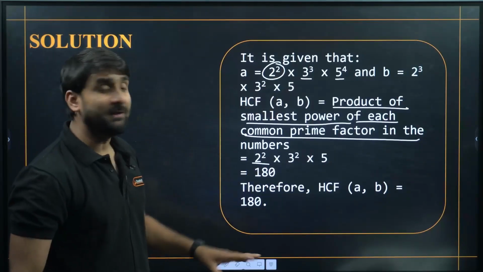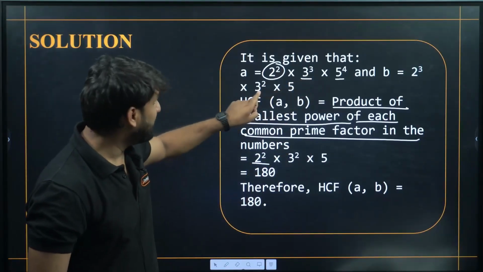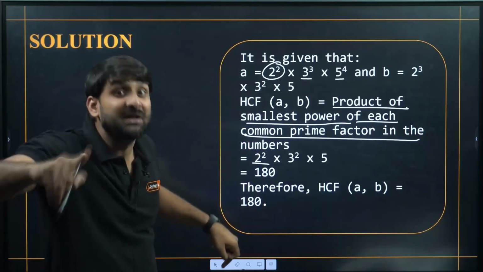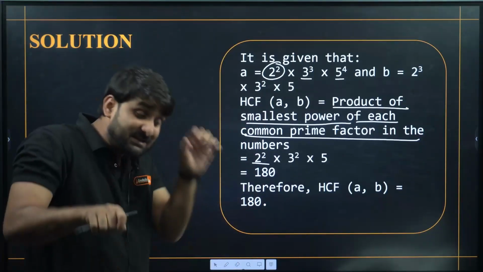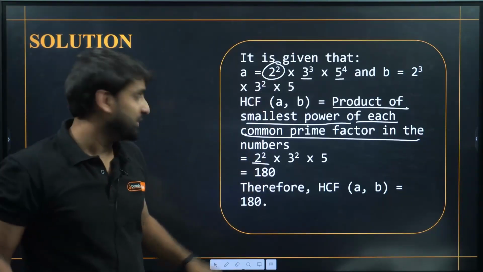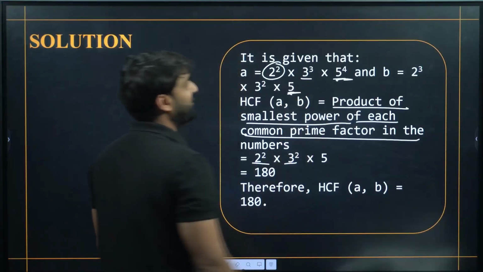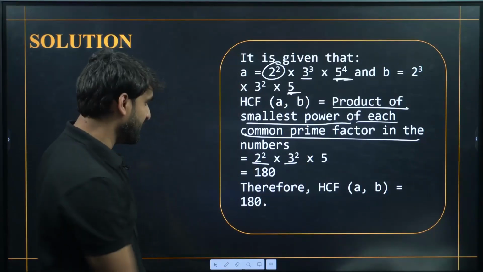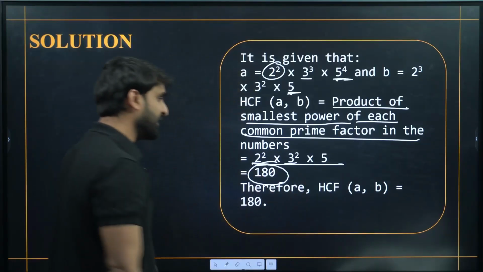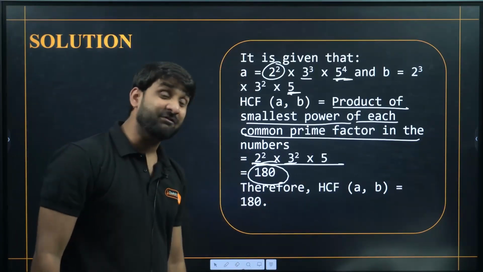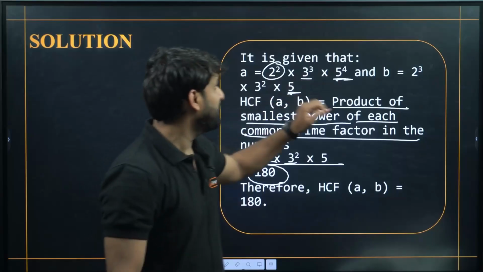If we take 3, 3 to power 3 is here, but here 3 to power 2. So which will be considered? 3 to power 2. Why? Because that is the lowest which is present in both. And 5 is common, 5 to power 4 and 5 to power 1. Which will be considered? 5 to power 1. By solving this, we got the answer 180, and 180 is the HCF. It means that 180 can divide this number and this number also.